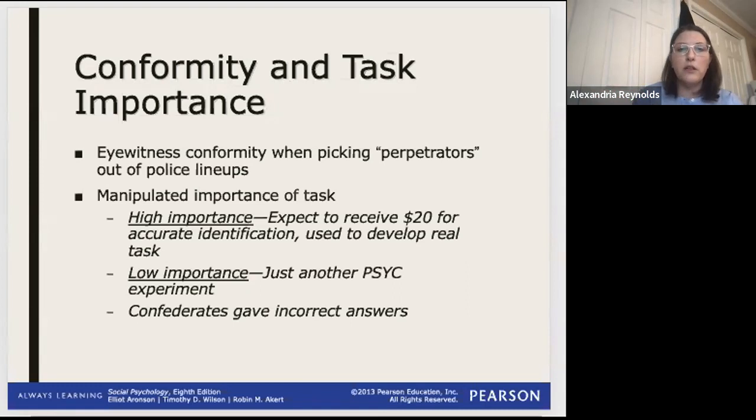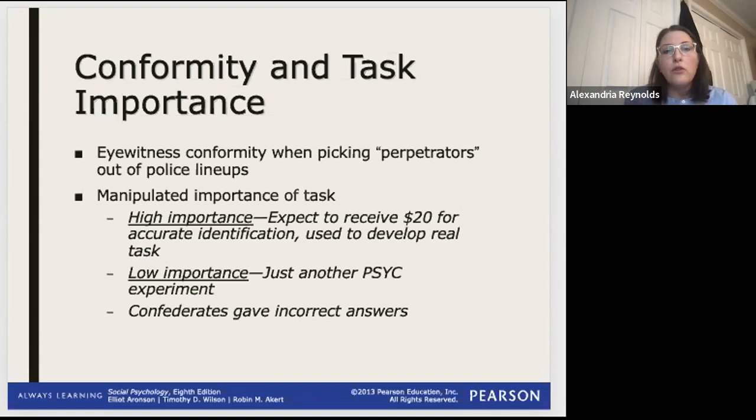So one is the person that they're supposed to pick out. And sometimes in the lineup, the perpetrators dress differently. Sometimes they're dressed the same. And the job for the participant is to pick out whoever matches, right?